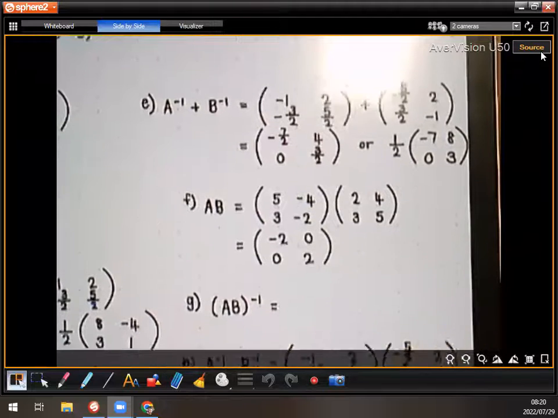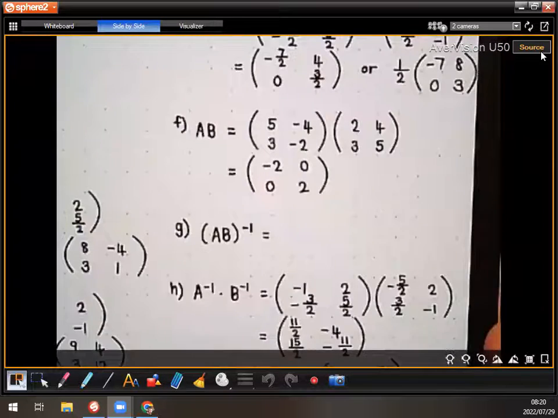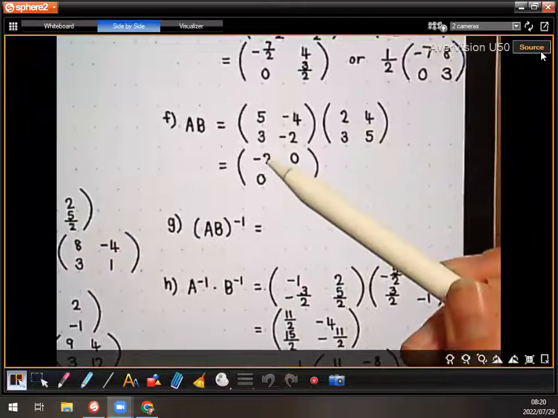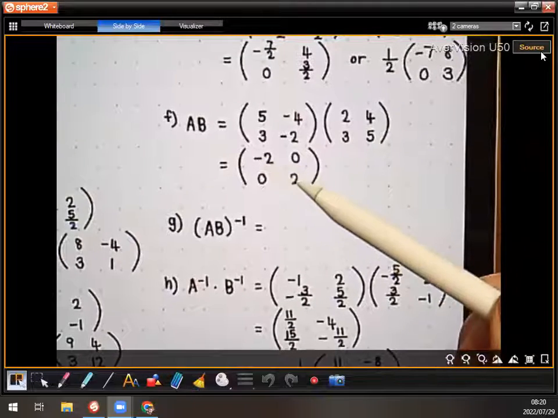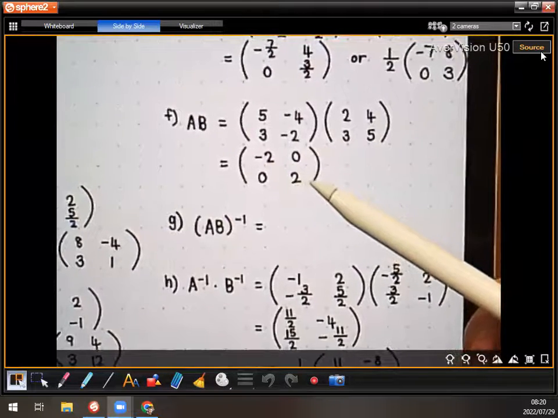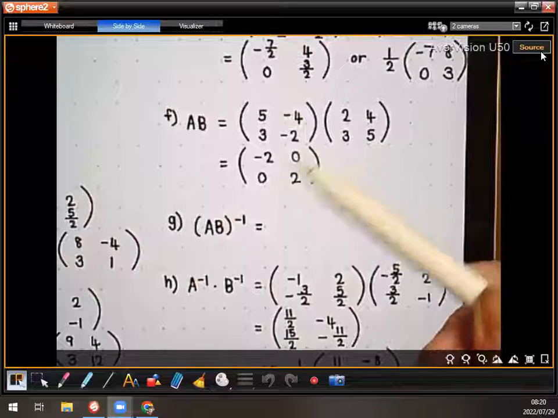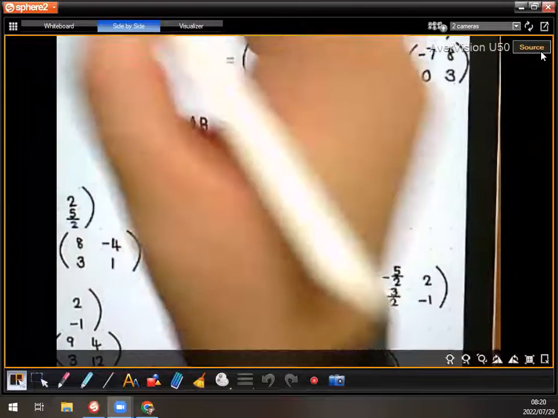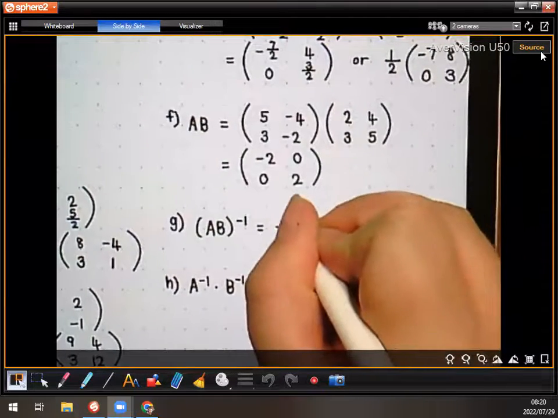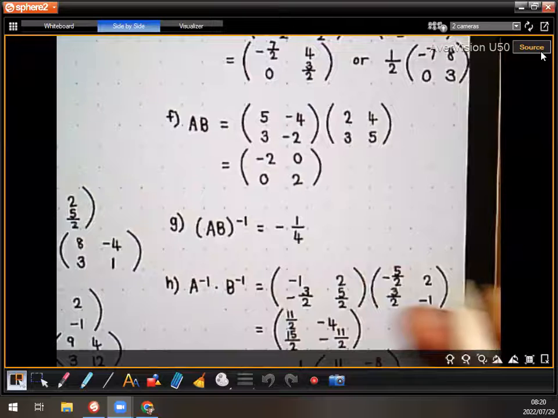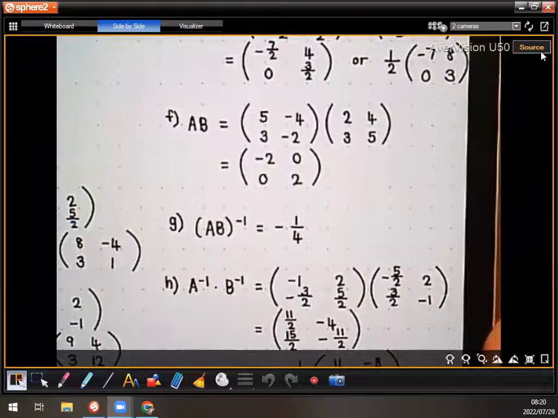Okay, guys, what is this inverse? Let's do it together quickly again because mine was wrong. For your determinant, negative 2 times 2 is negative 4, right? Minus 0. So we're going to have negative 1 over 4 there.